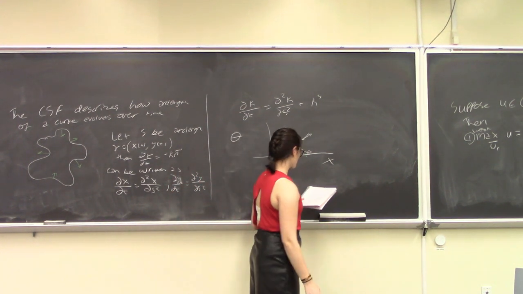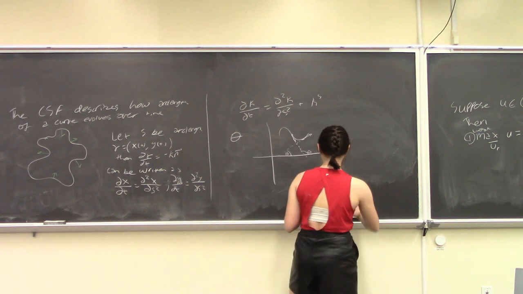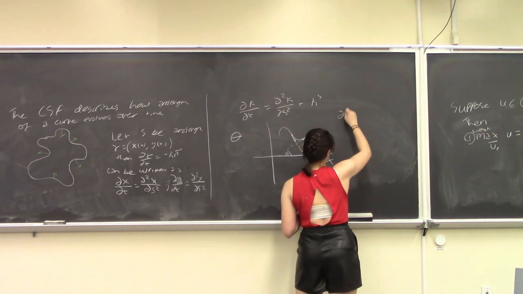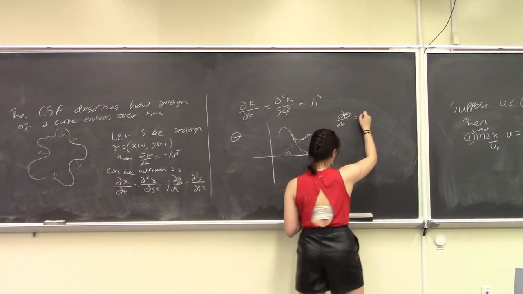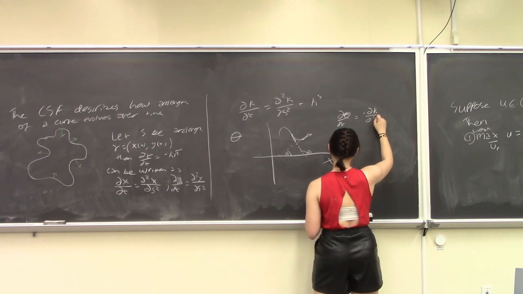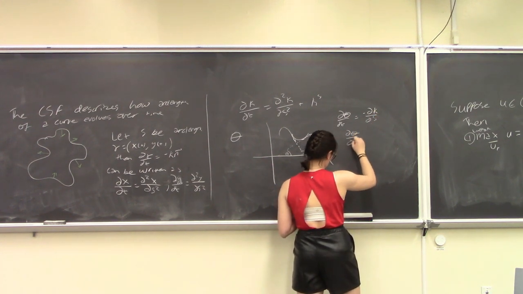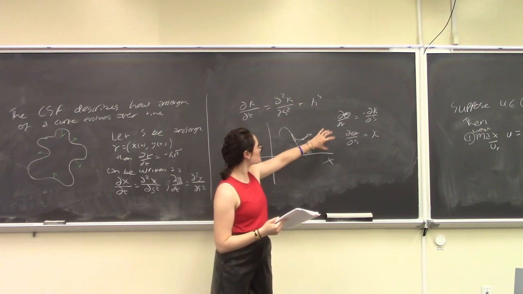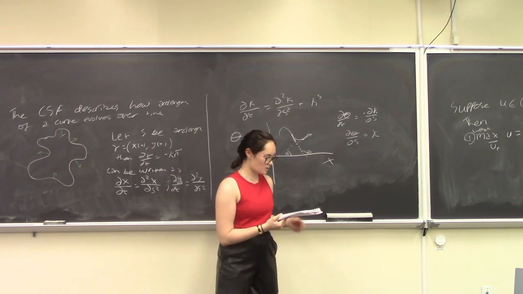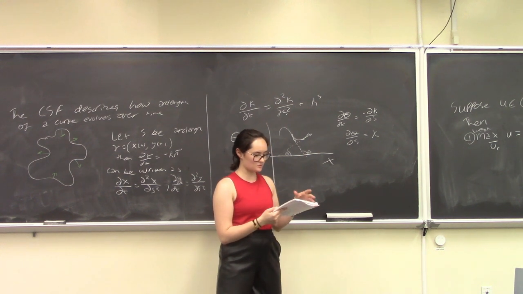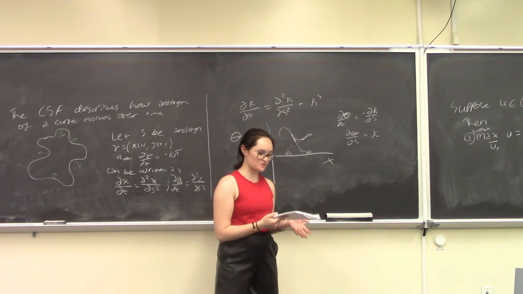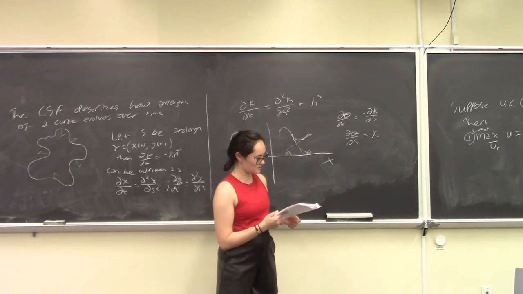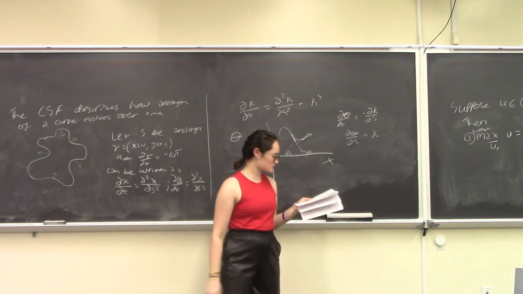So if theta is our angle between the tangent vector and the x-axis, then we get the following evolution, where we want to study how this angle is changing. d theta dt is equal to negative kappa s, and d theta ds is equal to kappa. The way we want to prove this: for the first relation, we do it by writing it out in components, and for the second one, we use the Frenet equation. But that's the general outline.